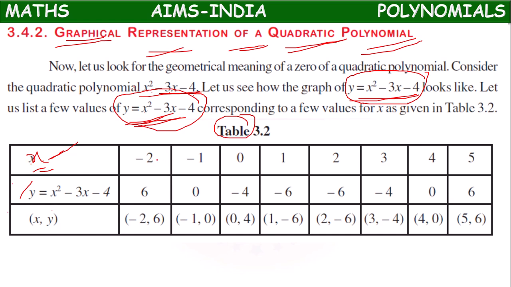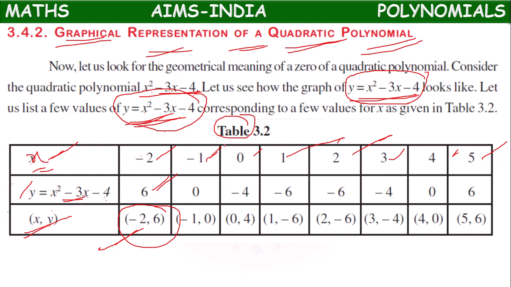So x values we have taken here -2, -1, 0, 1, 2, 3, 4, 5. Y values, if x is equal to -2, what is y? y = (-2) square, 4, -3 into -2 plus 6, -4. If we substitute -2 and simplify, the value will be 6. So coordinates, x comma y, are -2 comma 6.